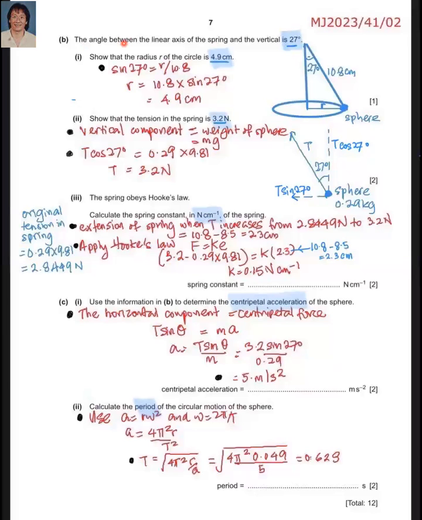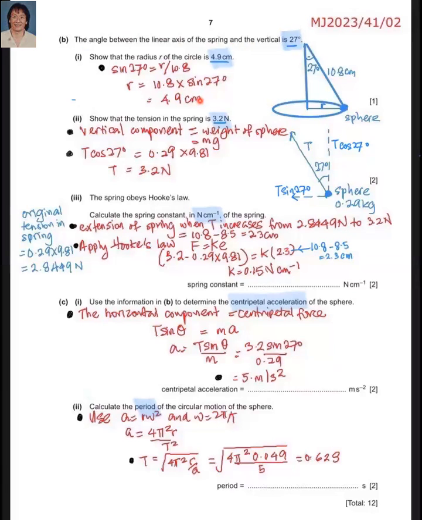In B, the angle between the linear axis of the spring and the vertical is 27 degrees, as you can see in this diagram. Show that the radius of the circle in which the sphere is moving is 4.9 centimeters. You can use sine 27 degrees equals the opposite, which is R, divided by the hypotenuse, which is 10.8. So R equals 10.8 times sine 27. This will give you 4.9 centimeters as shown.